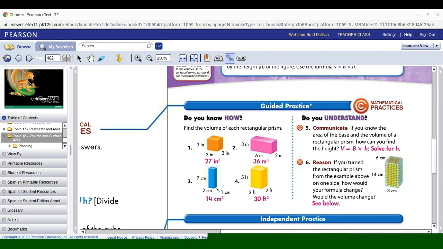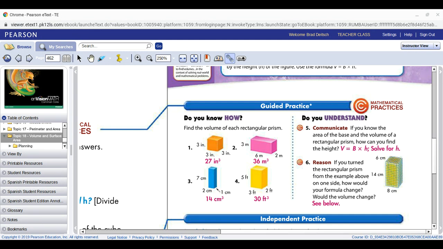So if you look at number one, it says find the volume of each rectangular prism. So you just do base times length times width times height, or find the area of the base, then multiply that by the height. Since number one is a cube, 3 times 3 times 3 is 27 cubic inches. Again, really make sure, guys, you write the units in there.